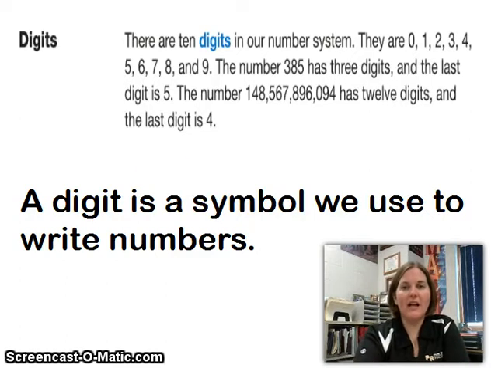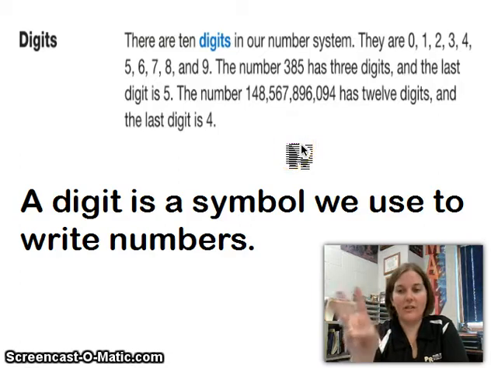So if we take a look at this number, 385, it actually has 3 digits, the 3, the 8, and the 5. We would say that the last digit is 5. So whatever number in this case is in the ones place is the last digit.